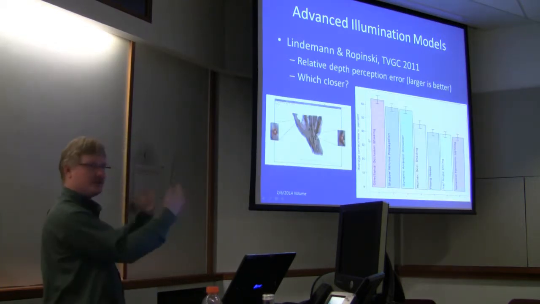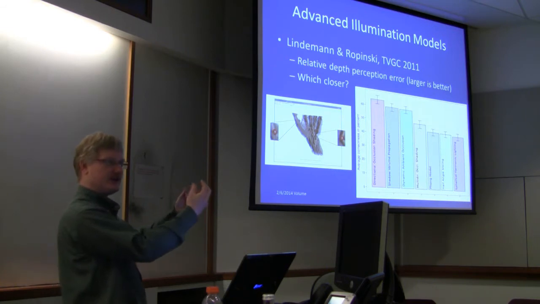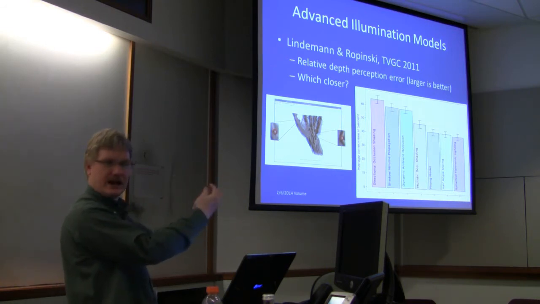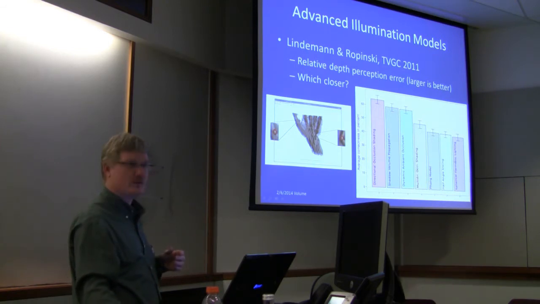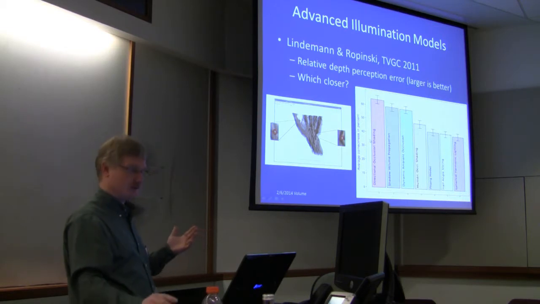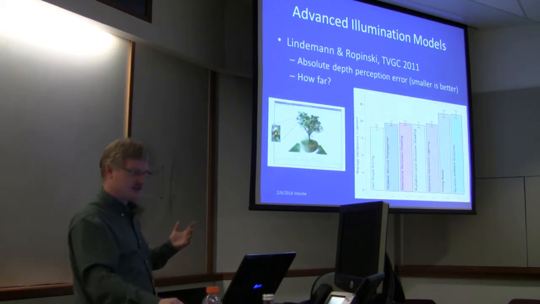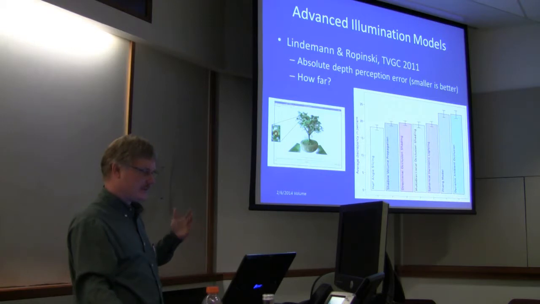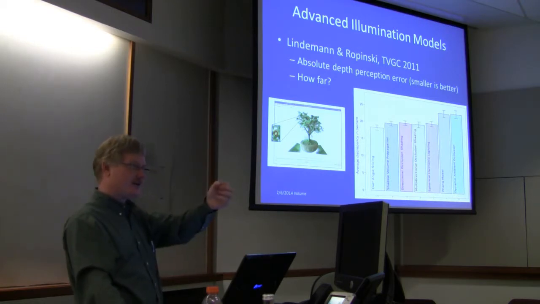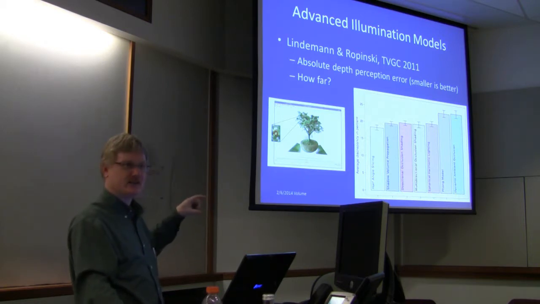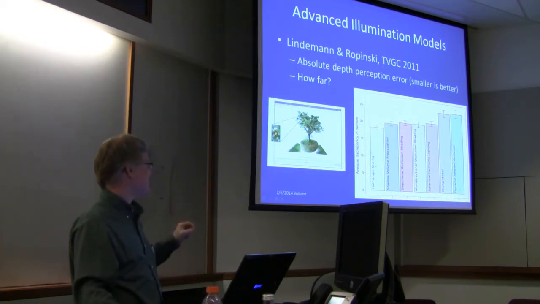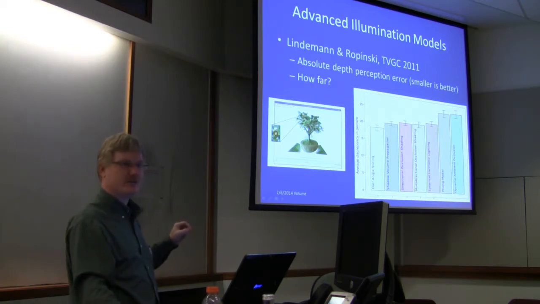Then they asked, what's the relative depth of these two places in the image, right? So which one is closer versus near and how much farther it is. And so again, Phong was kind of down with the poor performers. Directional occlusion shading was the best for this question as well. And so then they asked, okay, what's the absolute depth perception error, right? Tell me how far it is to this location in the scene. And so in this case, smaller is better because this is a graph of error. So here the half-angle slicing was the best. Directional occlusion was still pretty good, and Phong was down again with the poor choice.